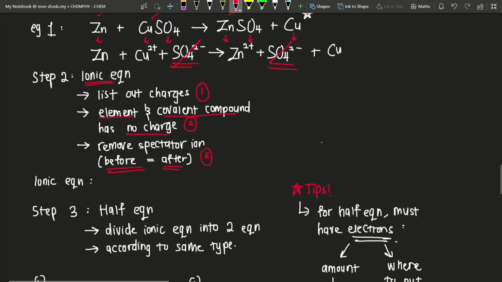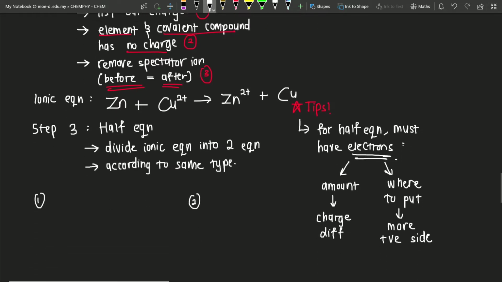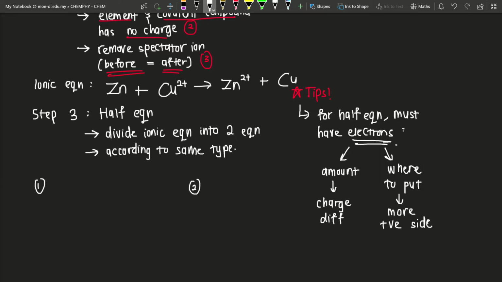Therefore, you will get our ionic equation, which is Zn plus Cu2 plus to produce Zn2 plus Cu. That is our ionic equation. Third step, to find half equation. Untuk cari persamaan setengah, you guys will divide the ionic equation into two equations according to the same type. You guys kena pecahkan persamaan ion tu kepada dua persamaan setengah ikut jenis yang sama.